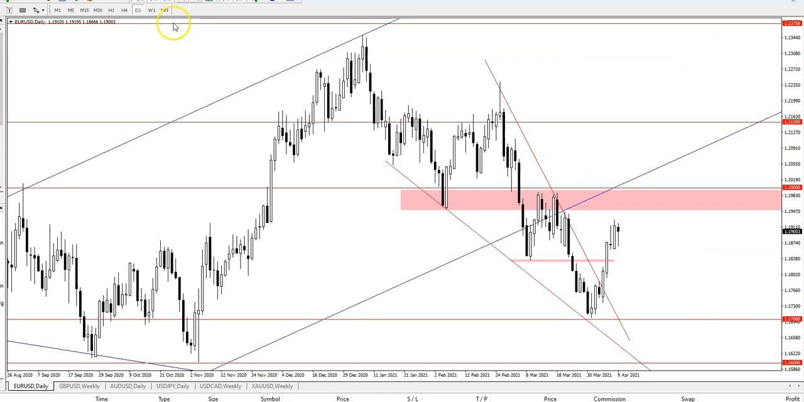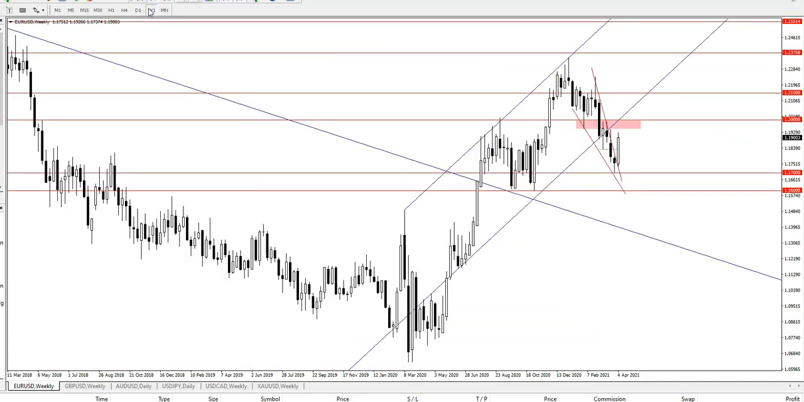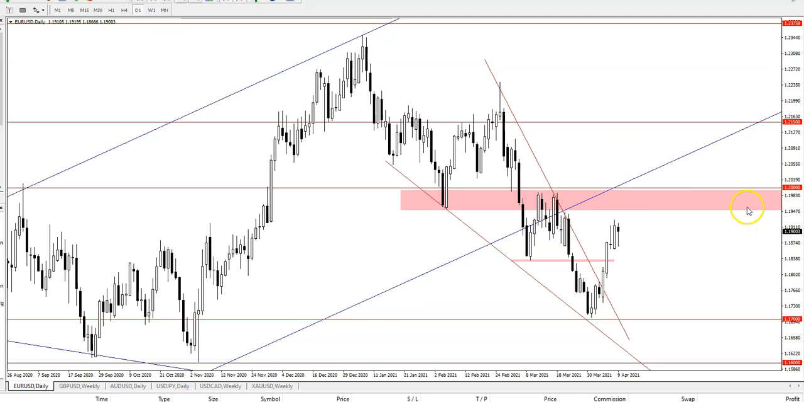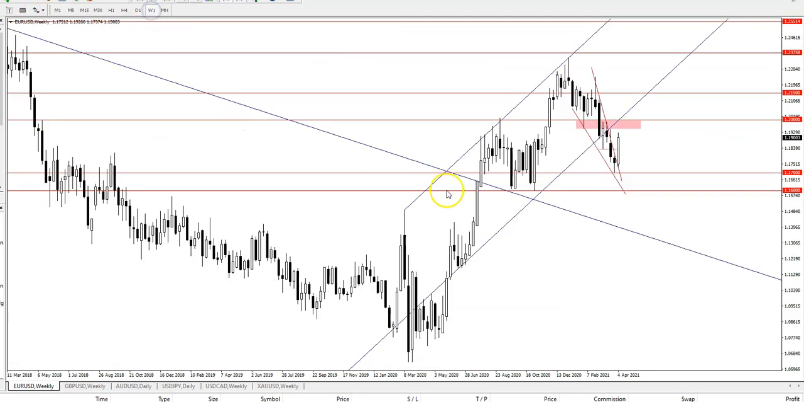So with that, I'm going to look forward to see if there's any other entries in the coming week. Having said that, 1.2 is my immediate short-term target. Okay, so this is for the euro dollar.